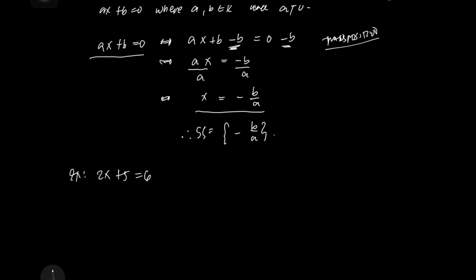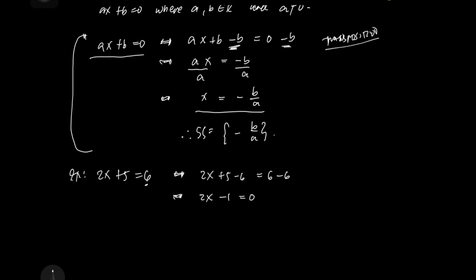The answer is no, because here we have 6 instead of 0. So if we try to use this process, we can equate 2x plus 5 equals 6 to ax plus b equals 0 by eliminating 6 on the right side. Eliminating 6 is subtracting 6 on both sides of the equation. So this makes it 2x minus 1 equals 0.